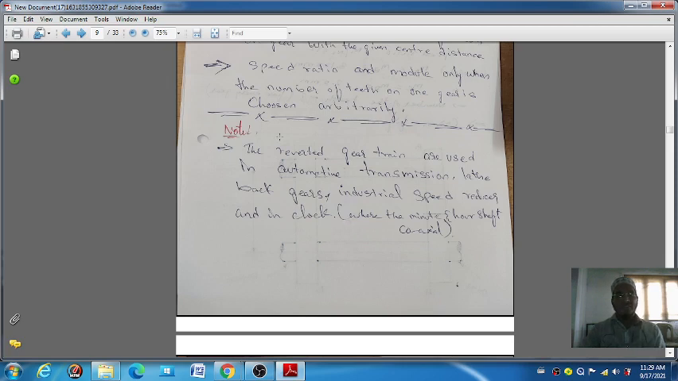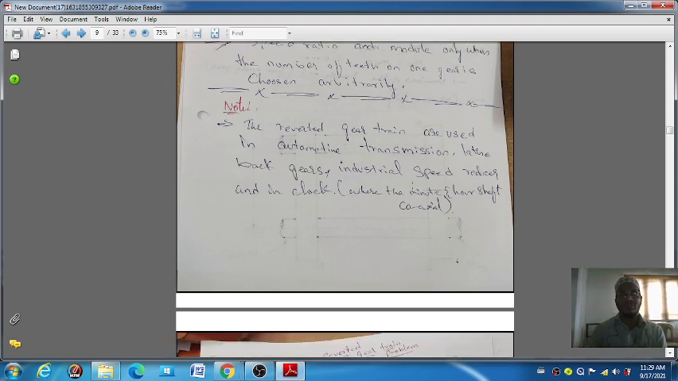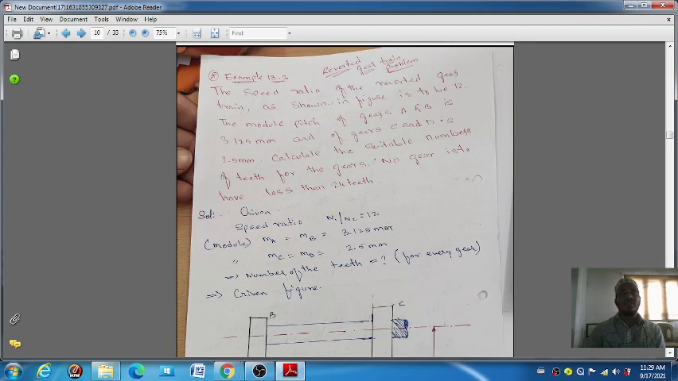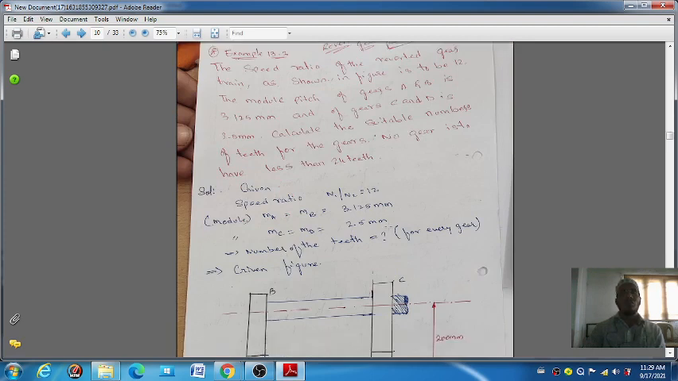This is very important. Note, the reverted gear train is used in automobile transmission systems. In the automobile sector, we use it in lathe back gears, industrial speed reducers, and industrial lathe machines. We are using the reverted gear train there.